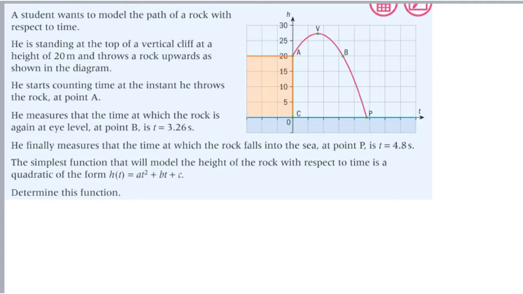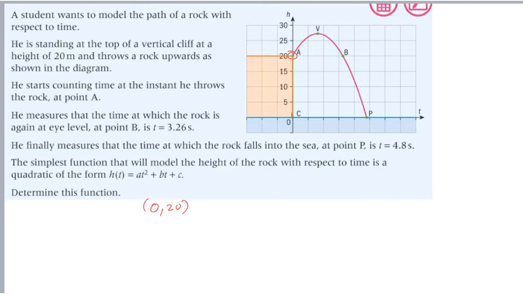We got a student that wants to model the path of a rock. It tells us a couple of things. It says that the student is standing at the top of a vertical cliff at a height of 20 meters right there. So what that means is that when time is 0, the height is 20. So that's a very specific point that we know.